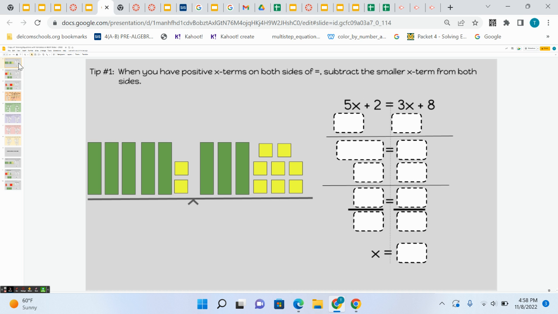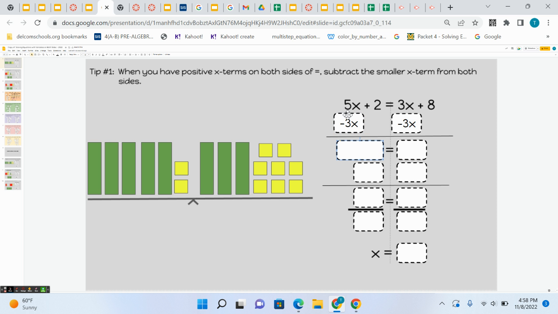If you are solving an equation and you have positive x's on both sides, I would subtract the smaller x term from both sides. So if I had 5x plus 2 is equal to 3x plus 8, the 5x and the 3x are both positive, so I'm going to get rid of the smaller one. I'm going to get rid of 3x, and the way I'm going to get rid of that 3x is to subtract it. But I have to subtract it from both sides.